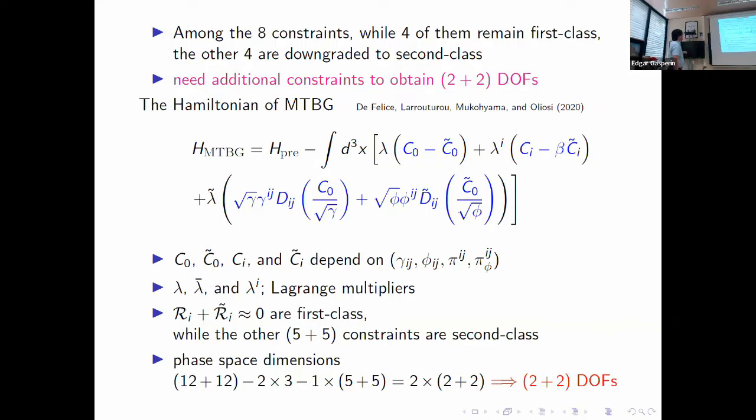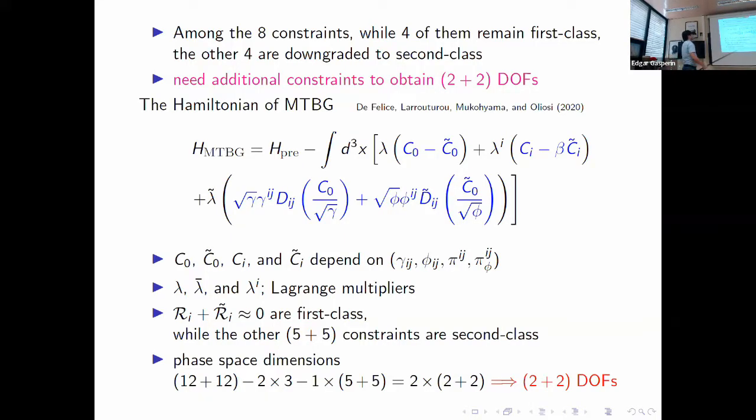After some trial and error, we finally formulate the full Hamiltonian of the MTBG theory. The full Hamiltonian is given by the Hamiltonian and momentum constraints. Then we add totally five additional functions. These functions are all functions of the spatial metric and their conjugate momentum. Then lambda, lambda I and lambda tilde are all the Lagrange multipliers for these constraints.